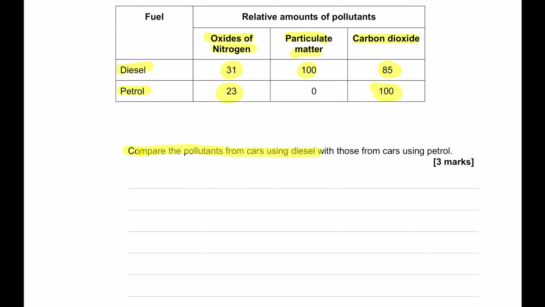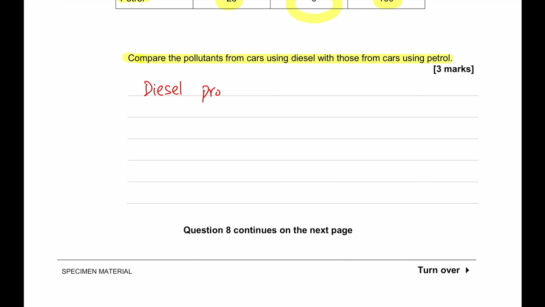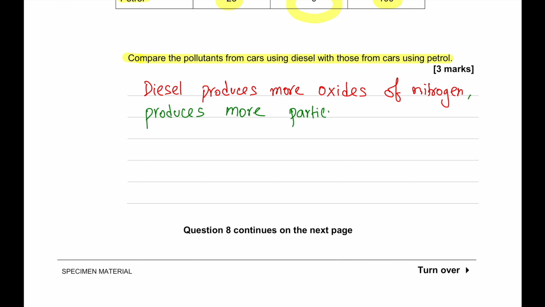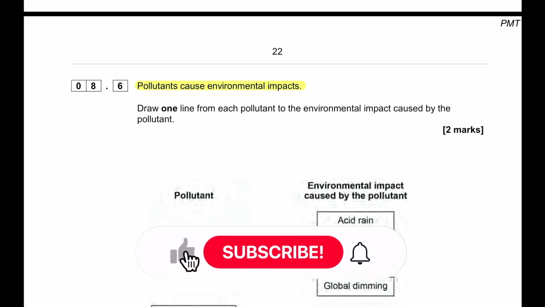Compare the pollutants from cars using diesel with those from cars using petrol. In cars using petrol, you can see there is no particulate matter. Diesel produces more oxides of nitrogen than petrol and produces more particulate matter, which is way higher than petrol, and produces less carbon dioxide. Because of incomplete combustion, the carbon dioxide percentage is less, which is a bad thing. Pollutants cause environmental impacts.